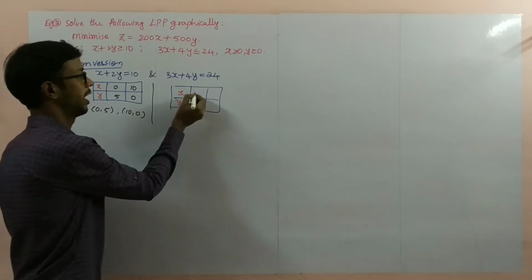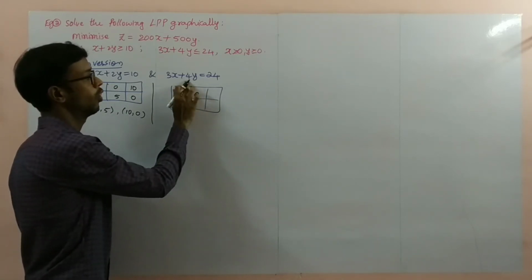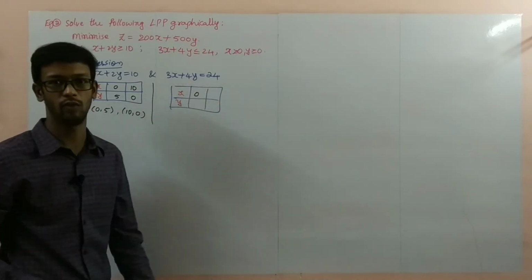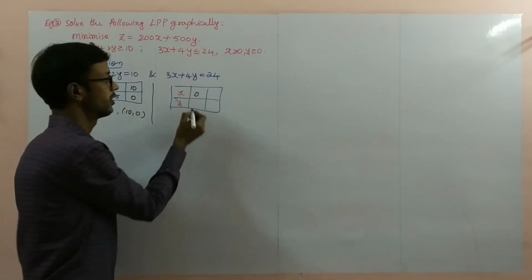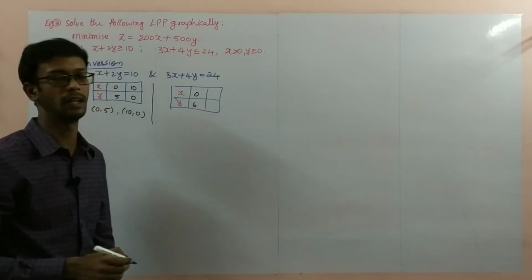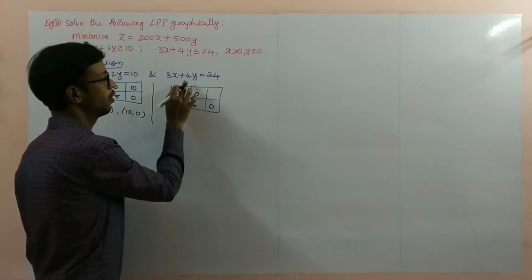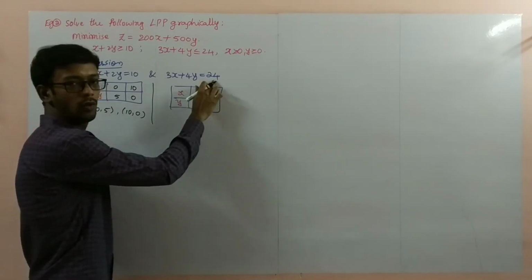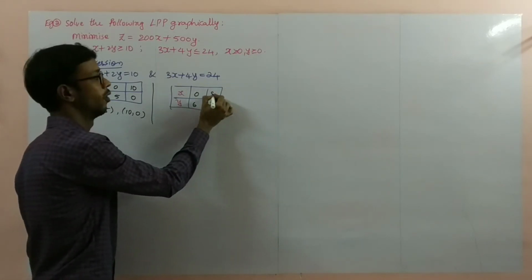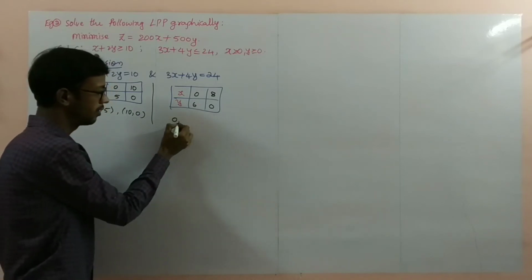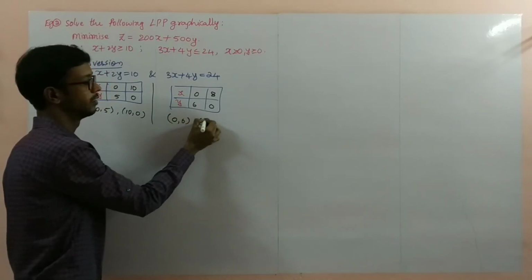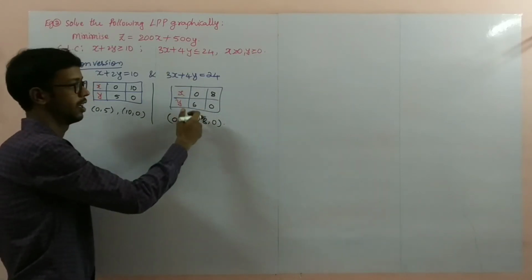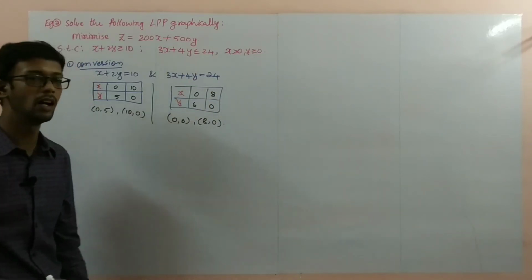Now here x equals 0, 4y equals 24, so y equals 6, the point is 0 comma 6. And y equals 0, 3x equals 24 means x equals 8. So the points are 0 comma 6 and 8 comma 0. You have to always write them vertically: 0 comma 6 and 8 comma 0.